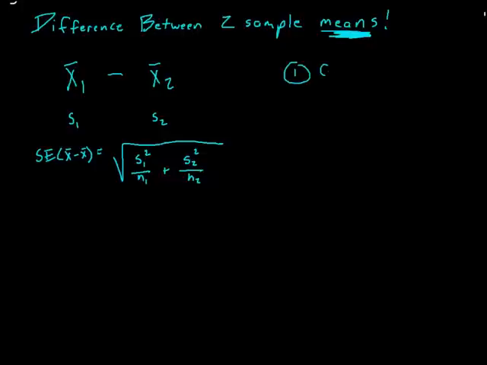Don't forget to check your conditions again. Both samples have to be random, both samples have to be less than 10% of the population, and both samples have to be big enough. Make sure you show your work.